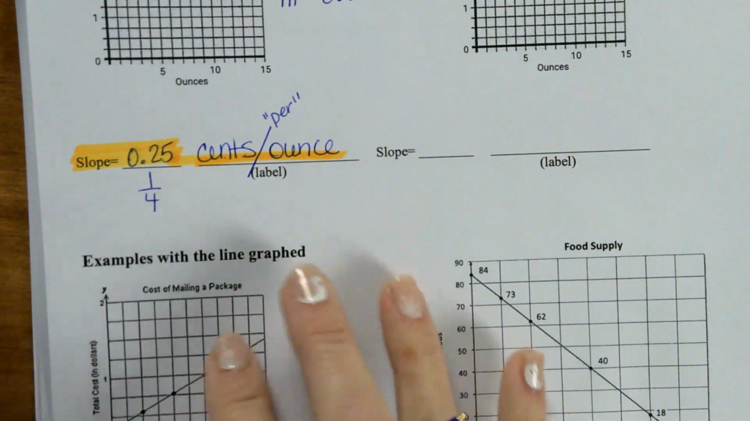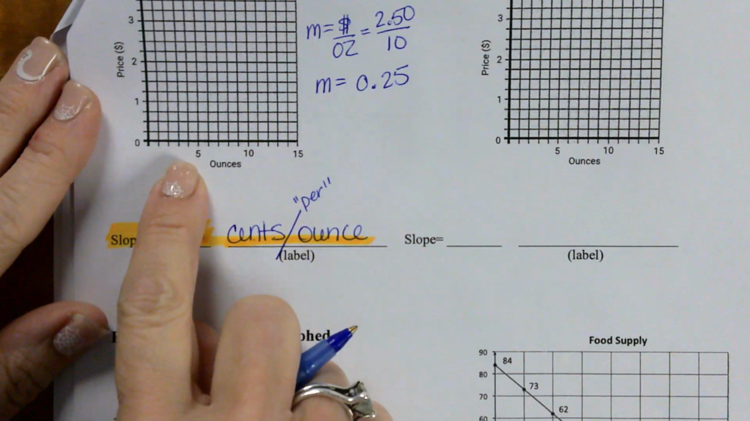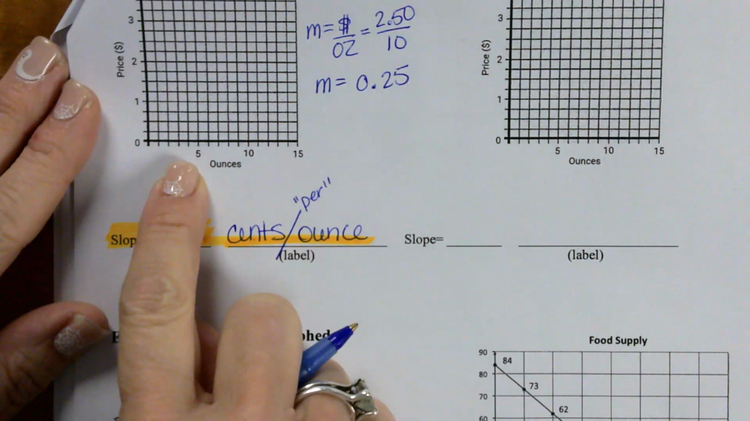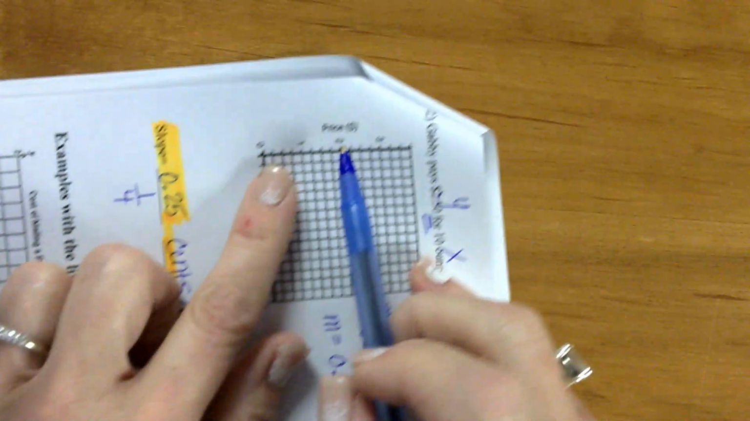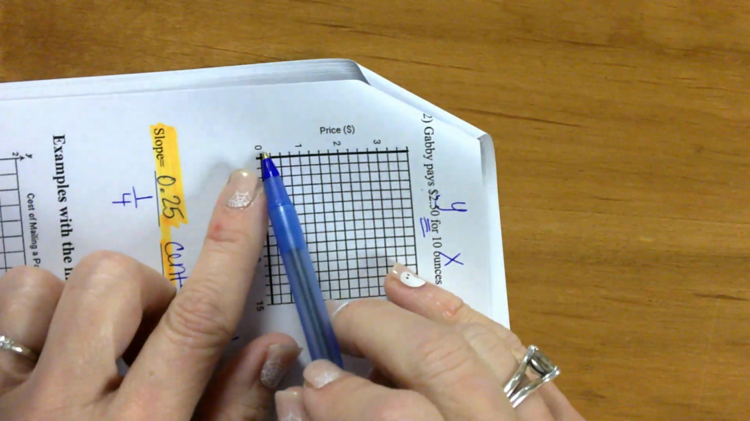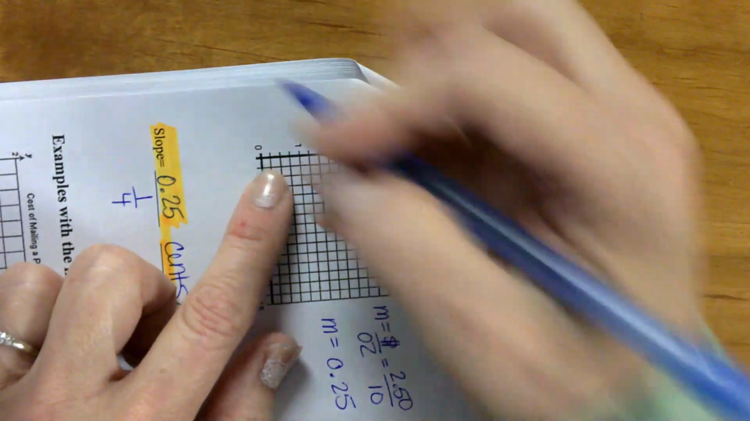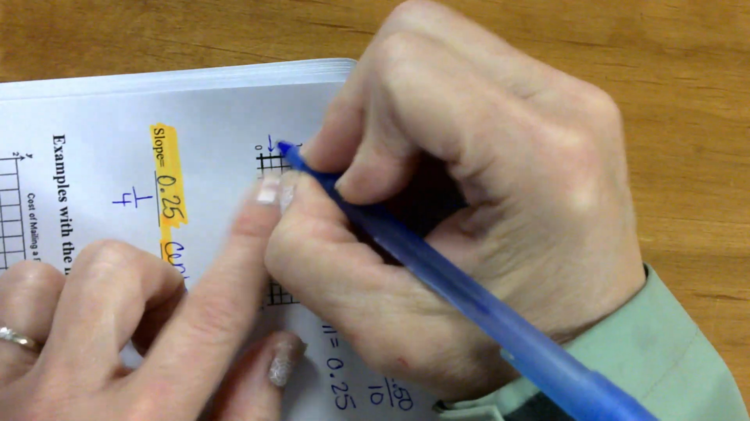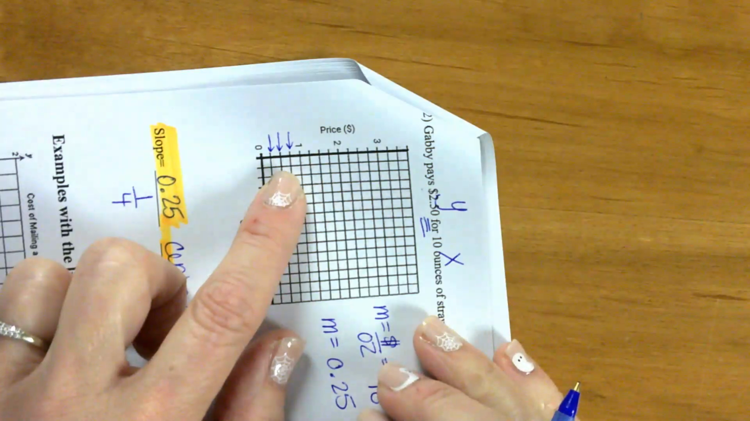Now we're going to go graph it. I want you to look right here. My ounces are going by ones. That's easy. 1 ounce, 2 ounce, 3 ounce. Look right here on my money though. On my money, I have $0 and then I have $1. What do you think these little increments are here? Okay, those are 25 cents each.